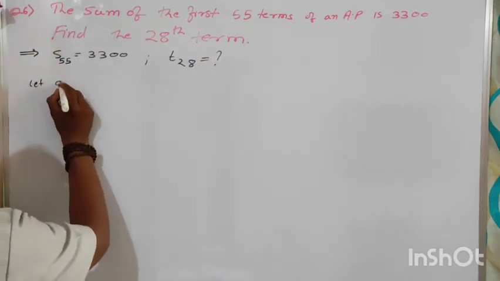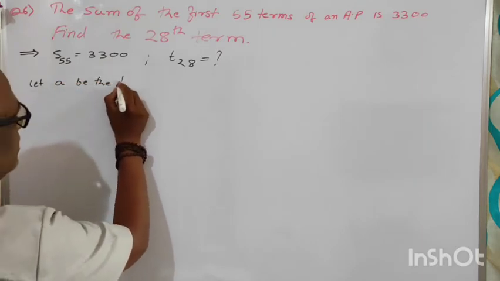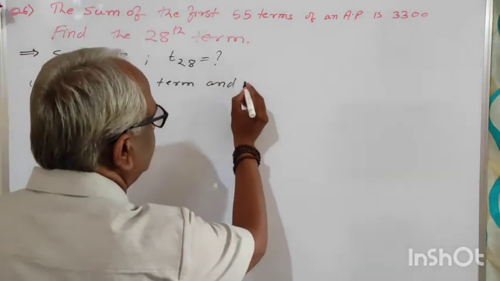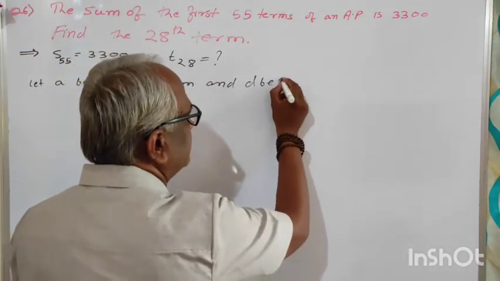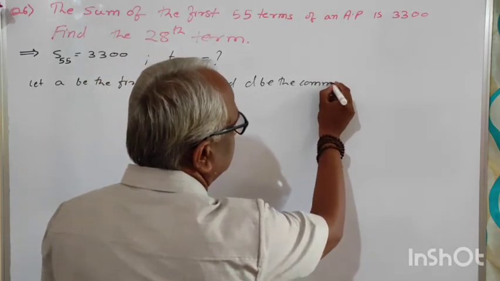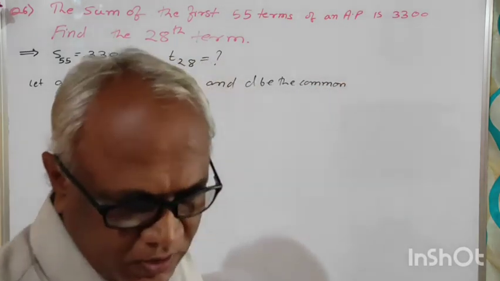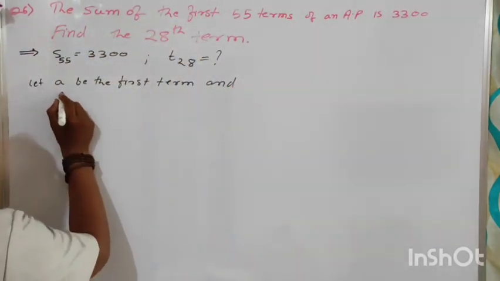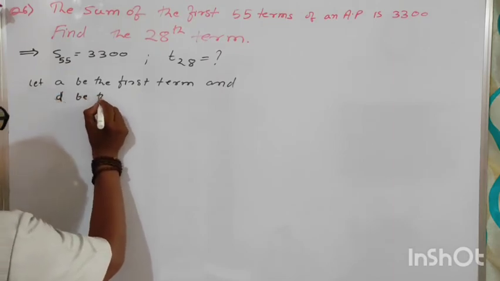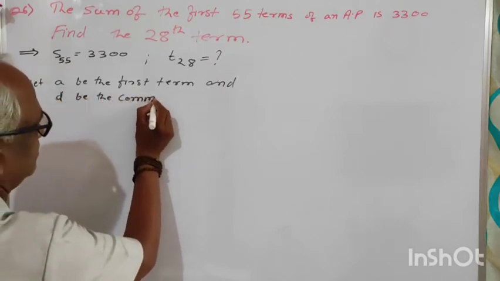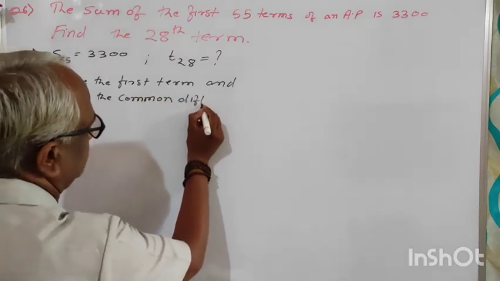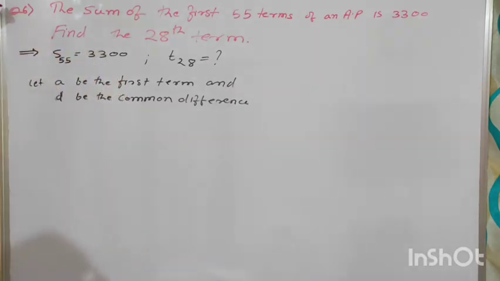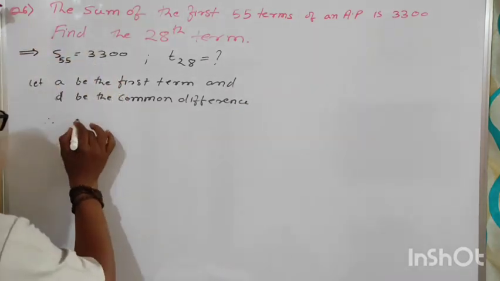Let a be the first term and d be the common difference. Now, therefore, we know the formula.